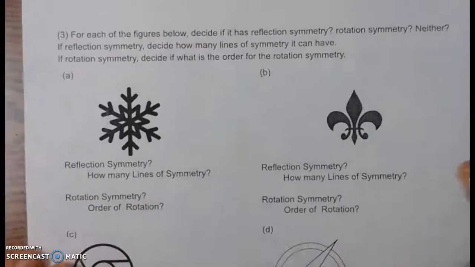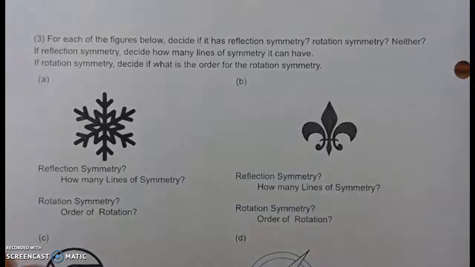For each of the figures below, decide if it has a reflection symmetry, rotation symmetry, or neither. If reflection symmetry, decide on how many lines of symmetry it can have. If rotation symmetry, decide on what is the order of the rotational symmetry.